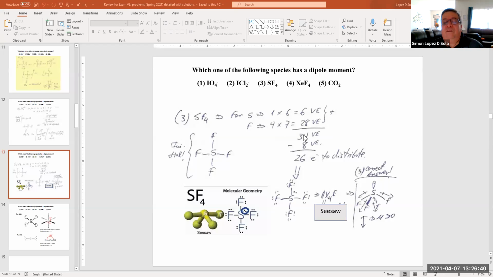However, when you subtract the bonding electrons, you will see that you need 26 electrons to distribute. When you do that, you will see that the central atom, sulfur, has 1 lone pair. Because of that lone pair, it belongs to the form AX4E. So the central atom has 4 groups around and 1 lone pair, and that corresponds to a seesaw. In the seesaw, the dipole moment is higher than 0 because the vectors do not cancel each other.